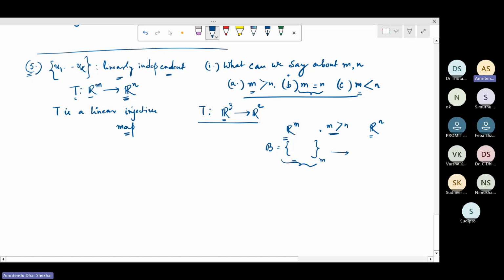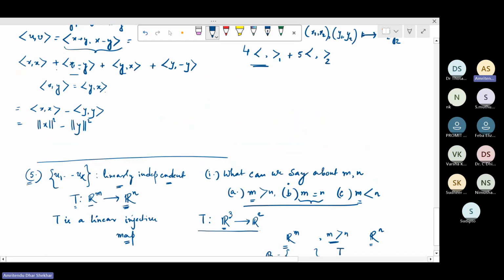If I take these m elements and send them to Rn via a linear map T, then you'd have m vectors. But m vectors cannot be linearly independent in Rn because n is smaller than m. And this is the reason why it's not possible to construct linear injective maps from a higher dimension to a smaller dimension. If you want a proof of it, the proof is basically as follows.